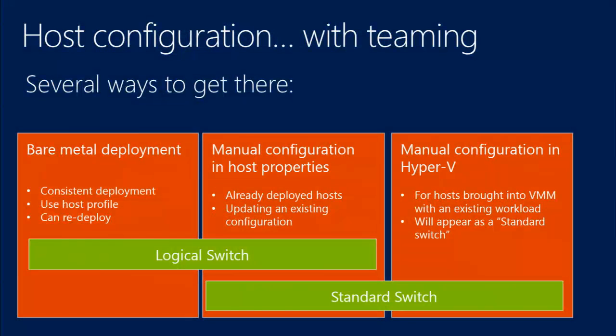Essentially, you have three ways you can create your virtual switches on your host. Through bare metal deployment, you can add your host profile, what your switch settings should be, and we'll create the virtual switch using the logical switch settings as part of the bare metal deployment process. So you'll get a very consistent deployment of your host across your data center. If you already have your host and OS deployed, then you can go into your host properties, create the virtual switch, and say that you want to use a logical switch to create that virtual switch, much the same way as you would create a standard switch.